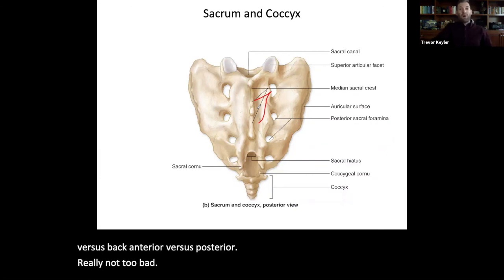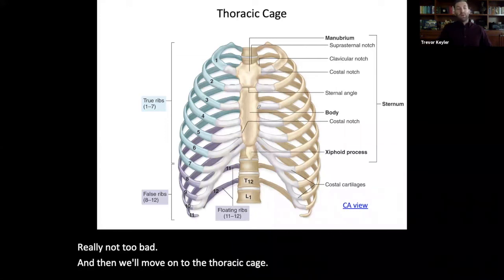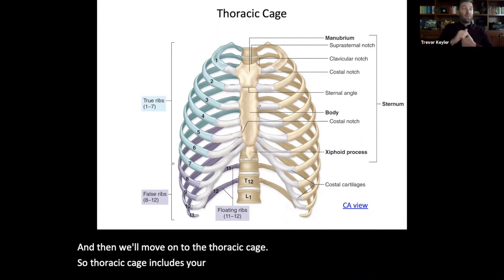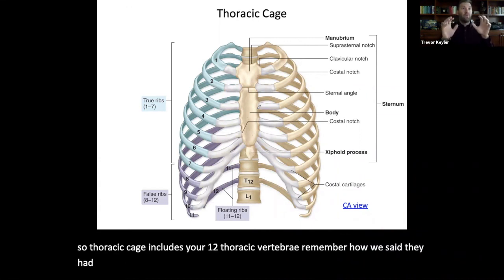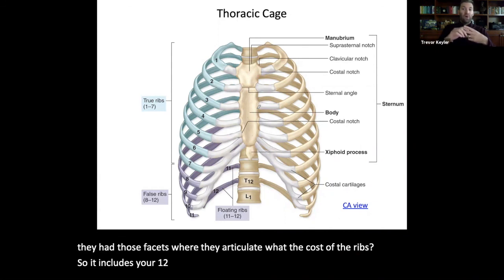And then we'll move on to the thoracic cage. So the thoracic cage includes your 12 thoracic vertebrae. Remember how we said they had those facets where they articulate with the costa, the ribs? So it includes your 12 thoracic vertebrae and the 12 pairs of ribs and the sternum.